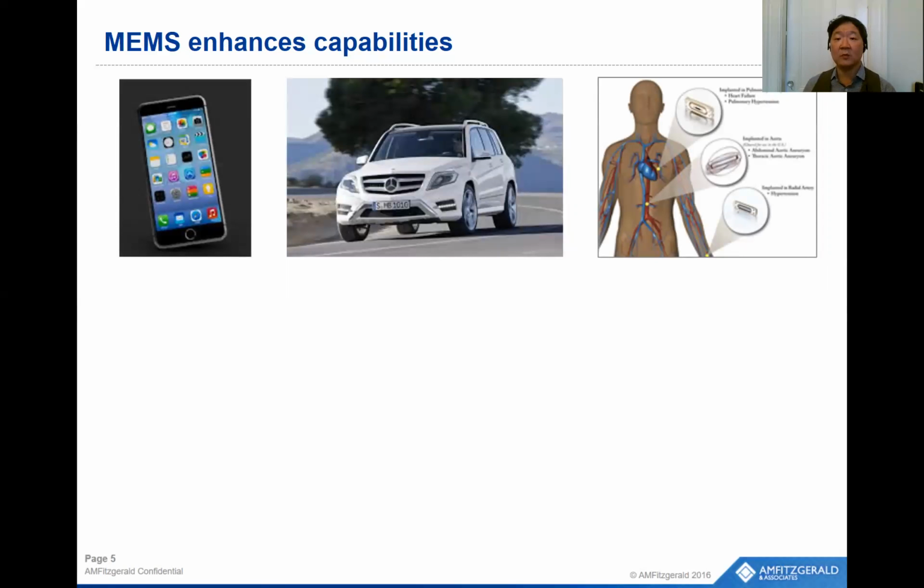And today now we're finding MEMS devices are being found in the human body. These are examples of the CardioMEMS pressure sensor. They're located in the aorta and the pulmonary artery, and they are able to detect pressure and then wirelessly communicate that data out to a clinician.